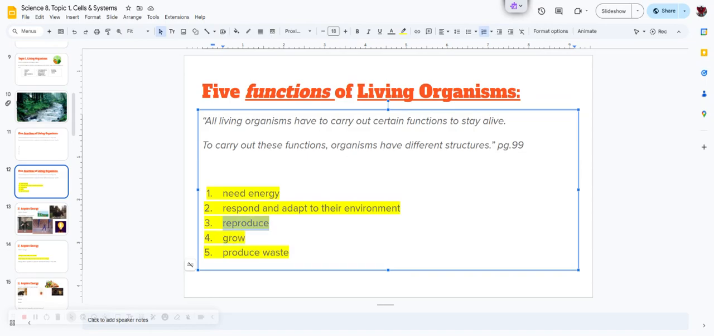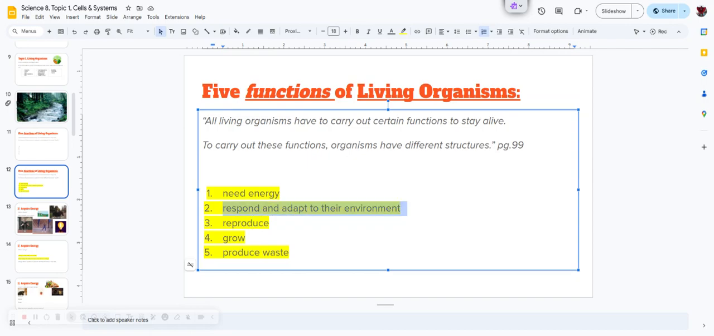Do cars reproduce? Do they reproduce and create offspring? Babies? No, they do not. Cars are made in a factory, and without these factories and human beings and other robots creating these cars, there would be no cars. They don't reproduce.